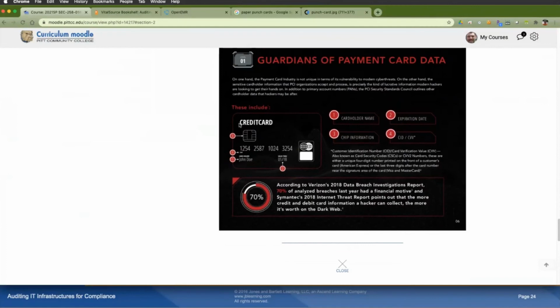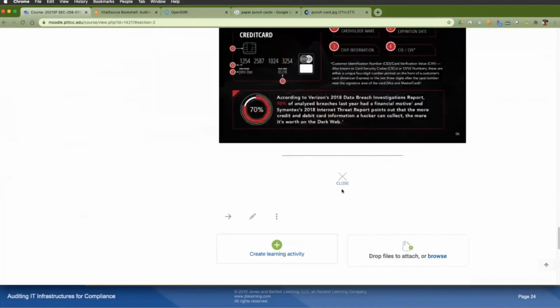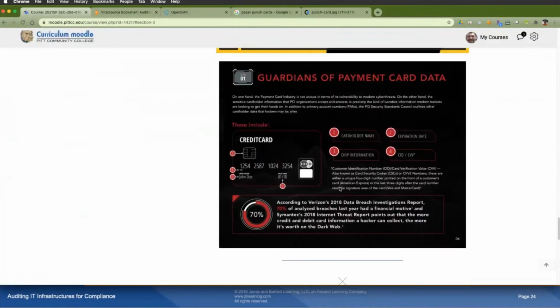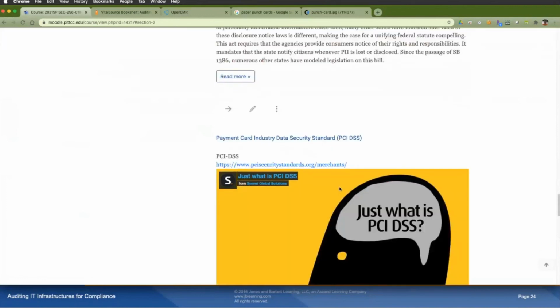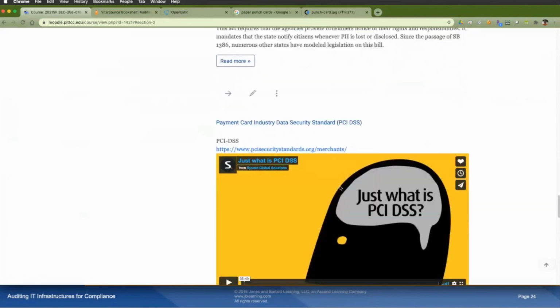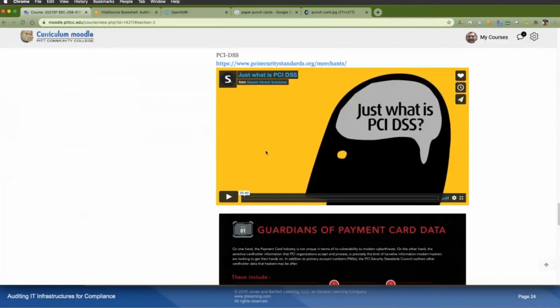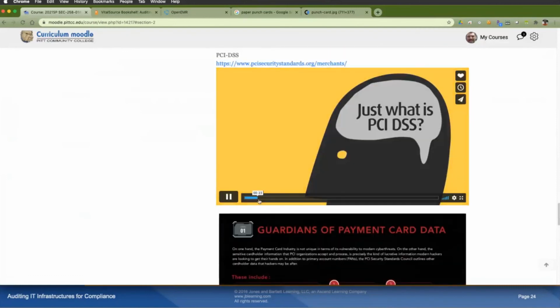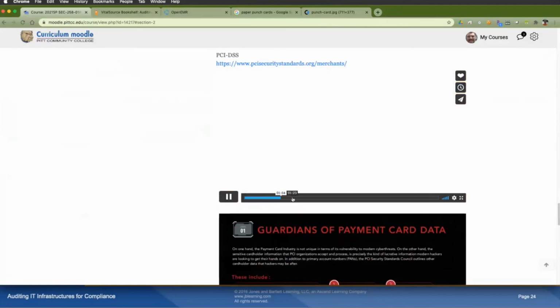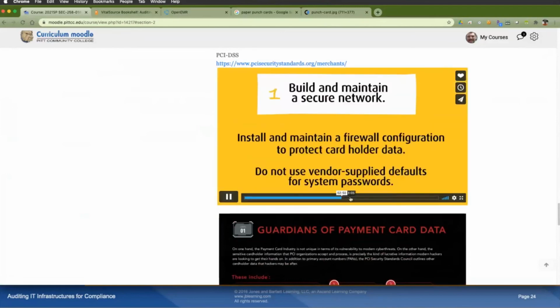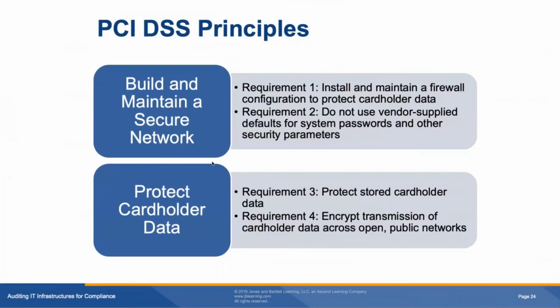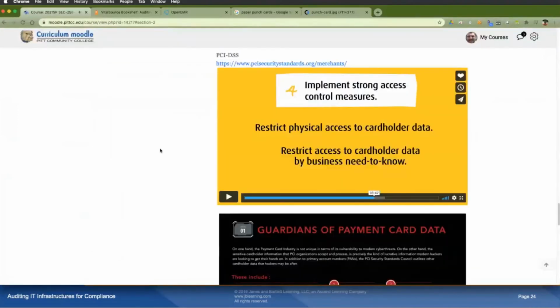PCI DSS prescribes exactly how you're supposed to store that stuff. You don't store it together, and you don't keep it in clear text. Let's see if they have a picture. Basically the same stuff we were talking about. All right. Those who are authorized to use it.